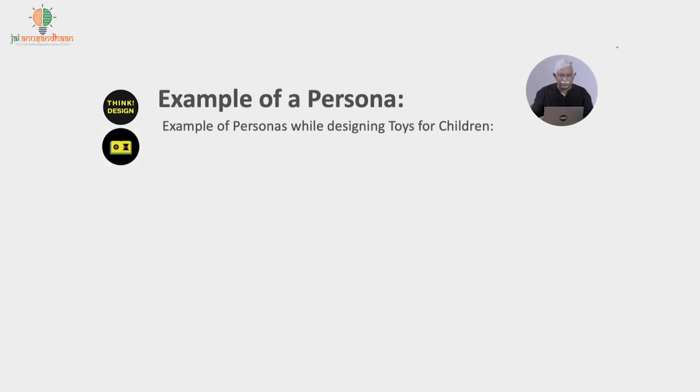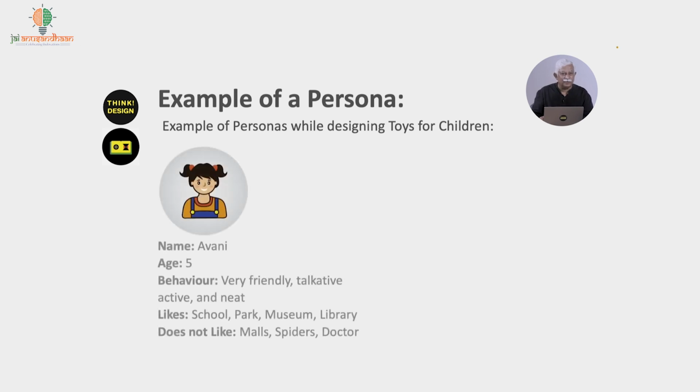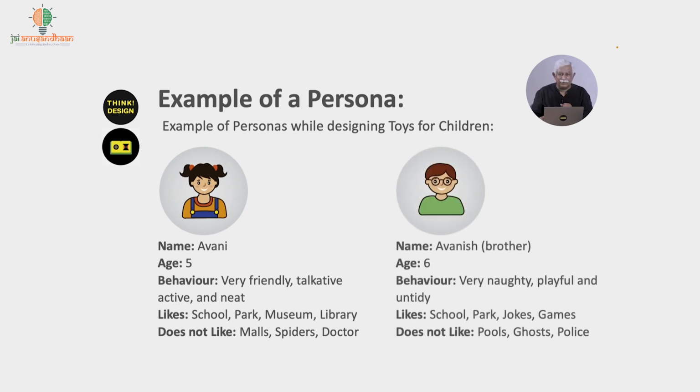Let us have a look at personas. We are looking at personas from the topic of designing toys for children. So, this is Avni, age 5, very friendly, talkative, active and extremely neat. She likes school, likes to go to the park and visit the museum, spend time in the library. She does not like malls, spiders and doctors. This is her brother Avnish, age 6, very naughty, playful and untidy. He likes school, he also likes the park, he likes jokes and games. He does not like pools, ghosts and police.